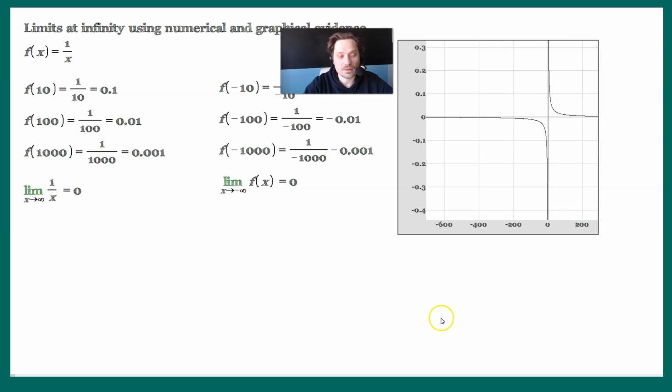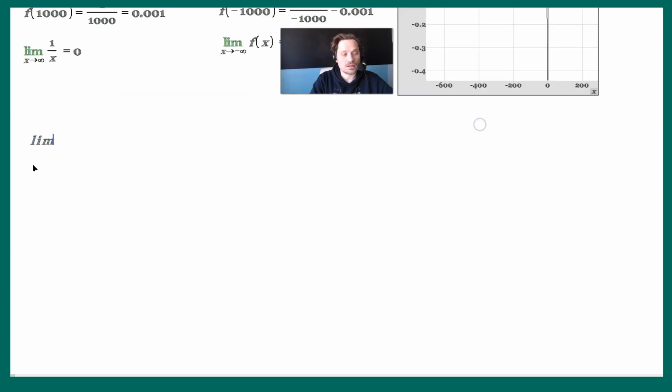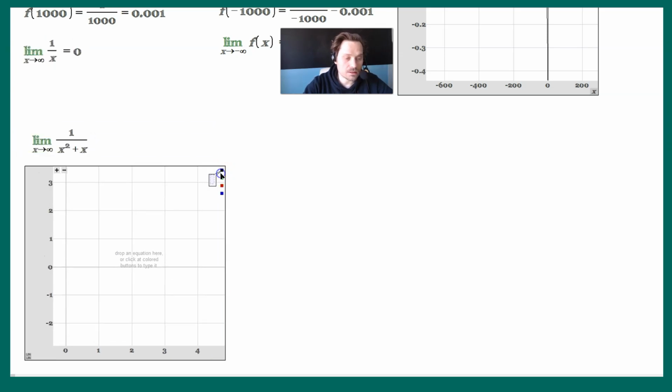Having said that, remember you are focusing essentially on what happens right here, see? Let's look at this example next. The limit as x goes to positive infinity, say, of 1 over x squared plus x. If I graph this, you want to make sure you graph it the right way so it's instructive. So 1 over x squared plus x is what you're graphing.